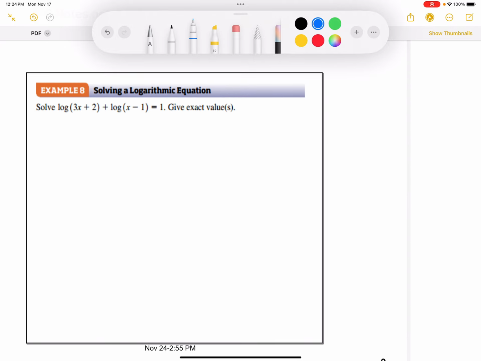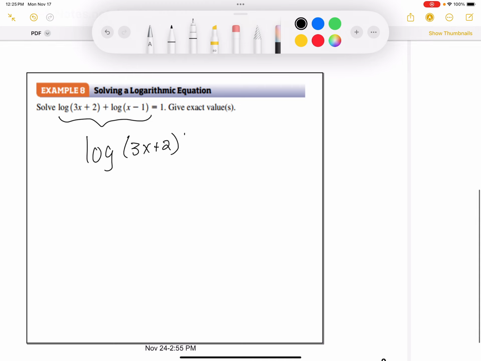All right, example number 8. We have multiple logs on one side, but no logs on the other. So this is very similar to examples 6 and 7. You can kind of combine those. We needed to make it one log, so we can say log of 3x, oh, that's going to be multiplied, 3x plus 2 times x minus 1 equals 1.